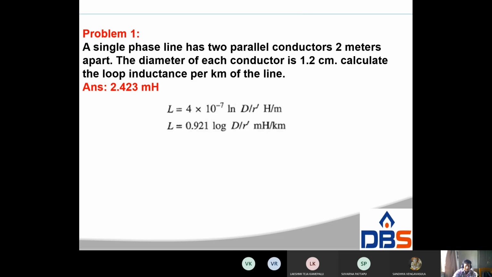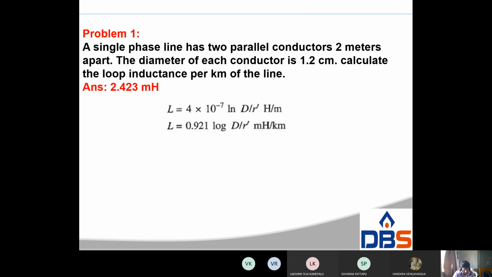First of all, please note down the problem. The single phase transmission line has two parallel conductors 2 meters apart. Diameter of each conductor is 1.2 centimeter. Calculate the loop inductance per kilometer length. First, the spacing between the conductors is capital D equal to 2 meters, and the diameter small d is equal to 1.2 centimeter, so the radius is 1.2 by 2, 0.6. Now the loop inductance formula is 4 into 10 power minus 7 ln d by r dash.